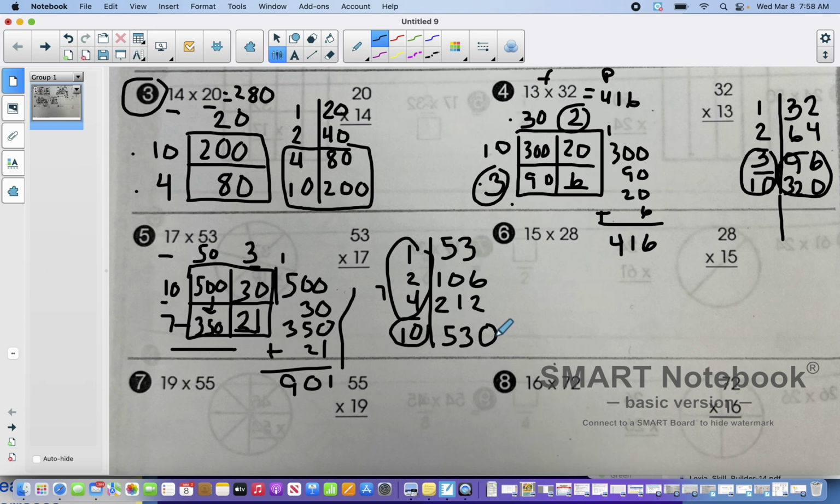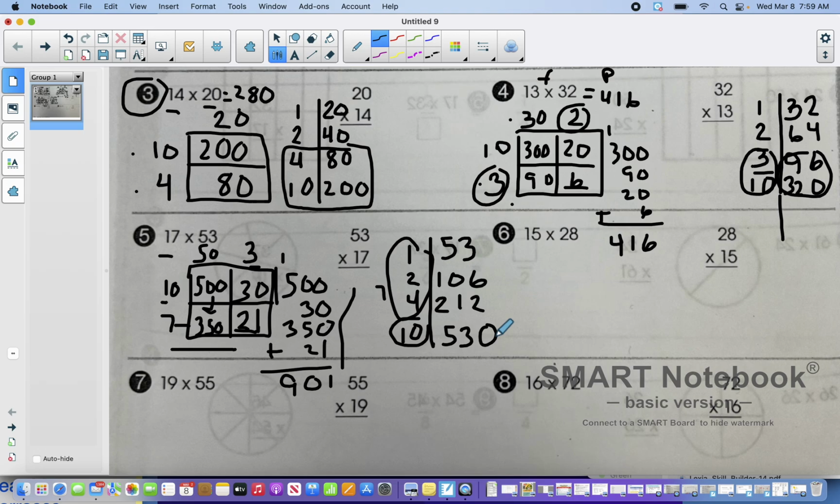Do number 6. Click pause. Did you get 420 for number 6? If you did, you're correct. Make sure to show your work. And if you got that for number 6, show a teacher, show your work, and you're going to get 5 Tiger tickets and a high five. Number 7.